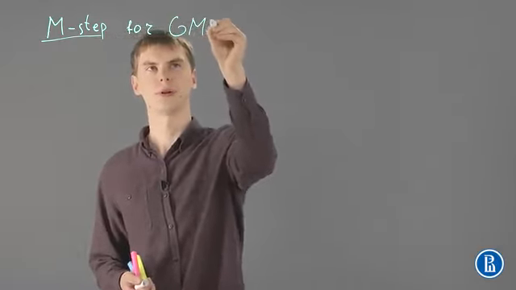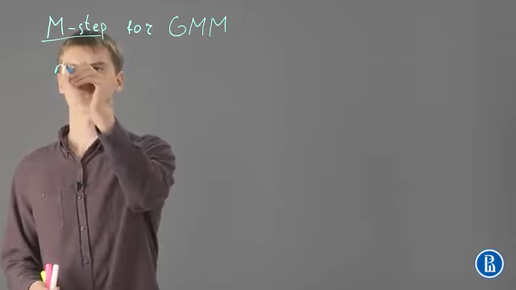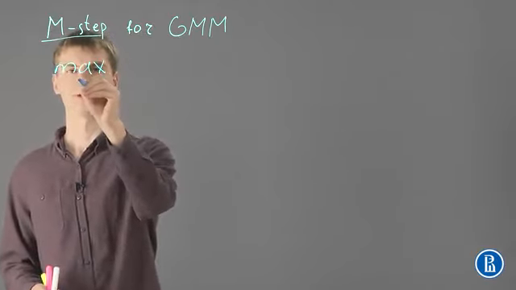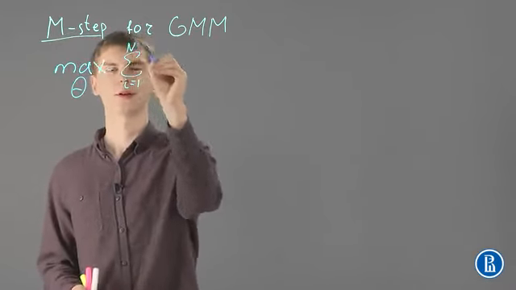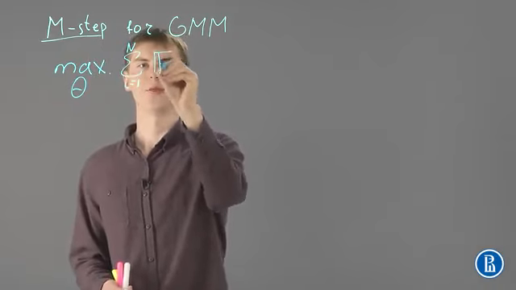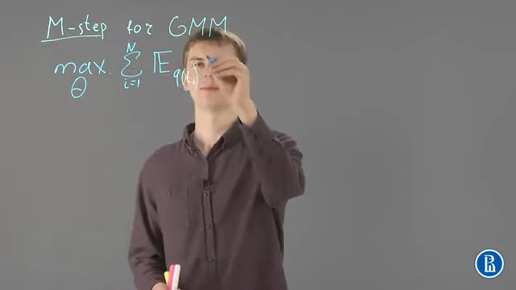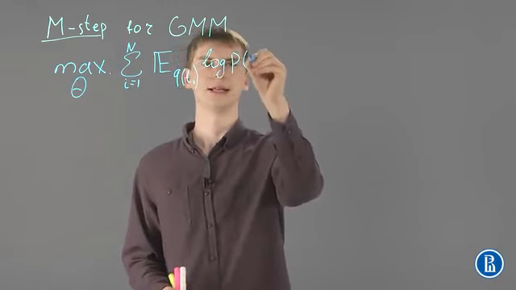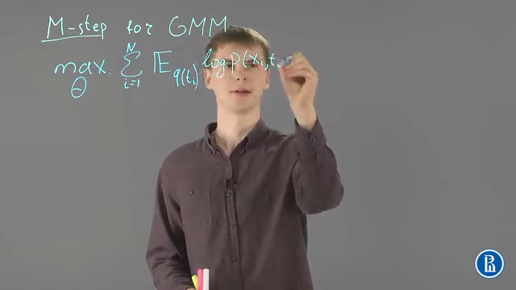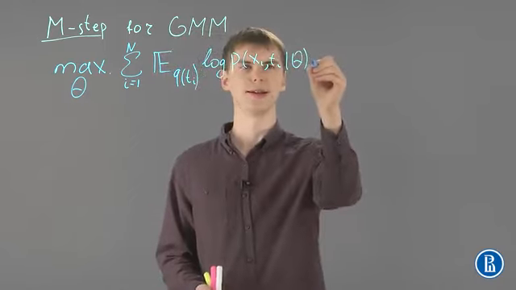so Gaussian mixture model, we would like to maximize the following expression. So we want to maximize with respect to parameters, by the way, the sum with respect to objects in the data set, then the expected value with respect to the variational distribution, which we found on the E step, of the logarithm of the joint distribution, the logarithm of the probability or density of x_i and t_i, given parameters. So let's look closer at this expression in the case of the Gaussian mixture model.